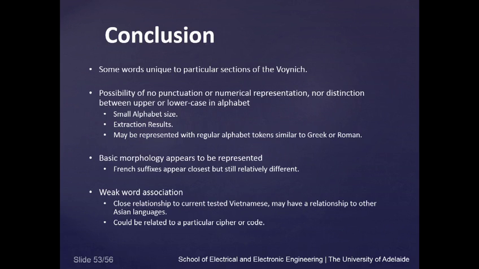We see that basic morphology appears to be represented, but the French suffixes of length 4 appear closest to the representation within the Voynich. And we also see that there seems to be a weak word association. There seems to be a close relationship to the currently tested Vietnamese, but this may have a relationship to other Asian languages. And also this, again, needs to be retested based on a basic investigation of the actual source text.